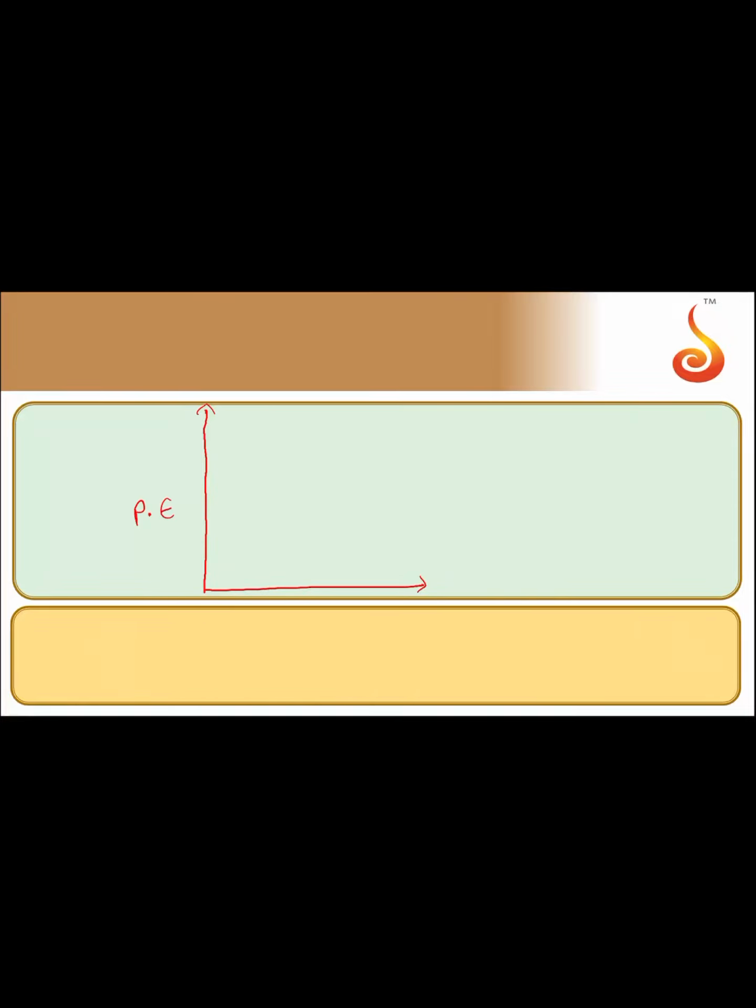Potential energy versus reaction coordinate. First I will draw the graph and then I will explain how it is considered.